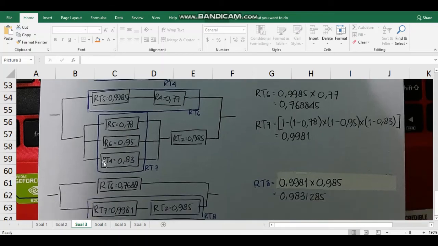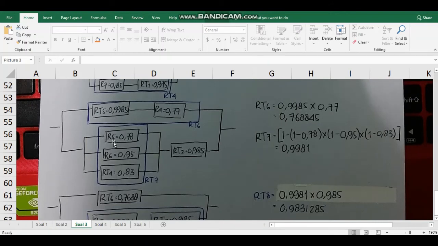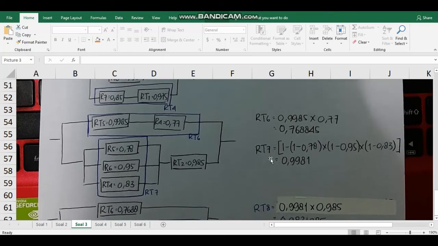And for this one, the combination of R5, R6, and RT4, we have to use the formula for redundancy because they are in parallel form, and it becomes 1 minus 0.78, because that's the probability of the first component, which is R5, multiplied with the probability of the redundancy, which is R6, 0.95, and also multiplied with the second redundancy, which is RT4, with the probability of 0.85. Finally we have 0.9981 for the reliability of these three, which we call RT7.